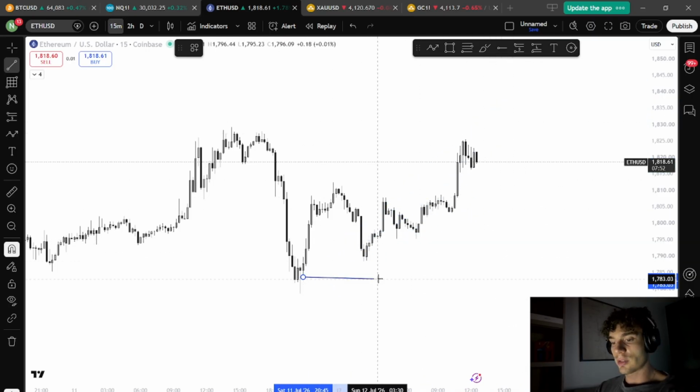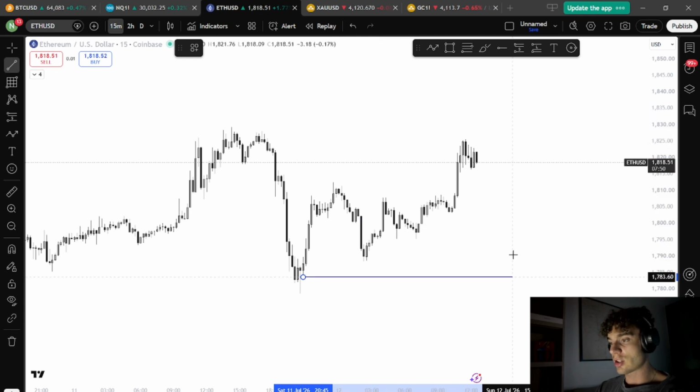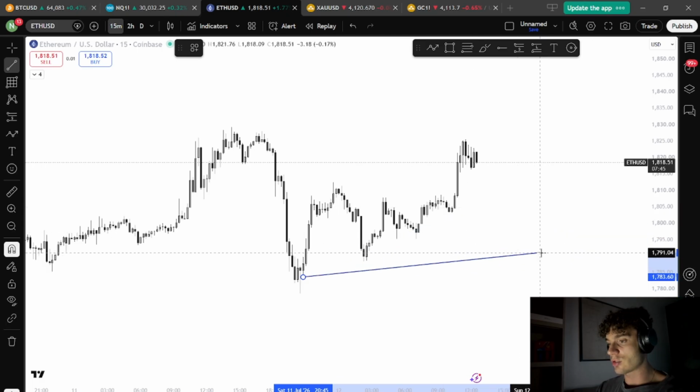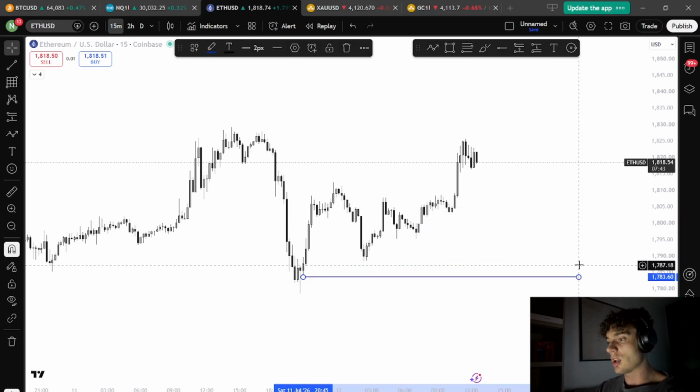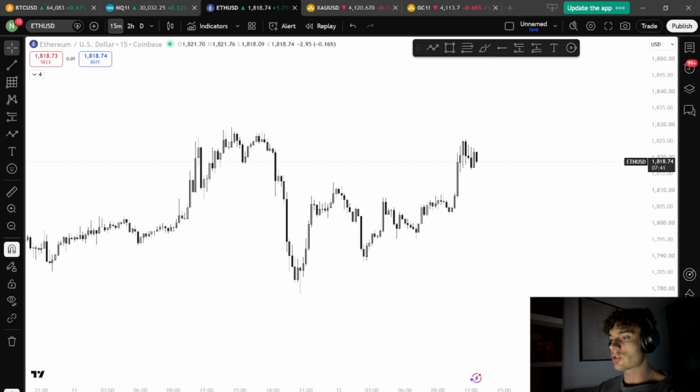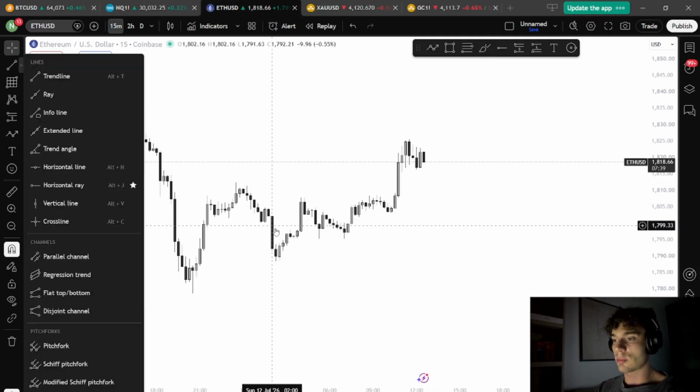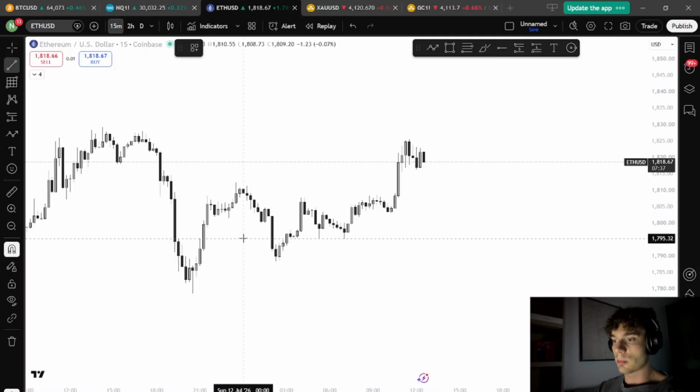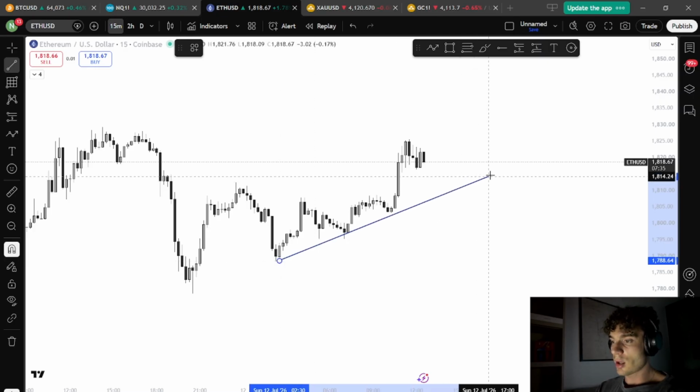If you press shift and hold, the trend line will be straight, right? So you don't have to be trying to make it straight by yourself. You just press shift, hold, and then boom, you release it. If you use trend lines, you can use it for whatever. You can pull a trend line, for example, here, and then boom.